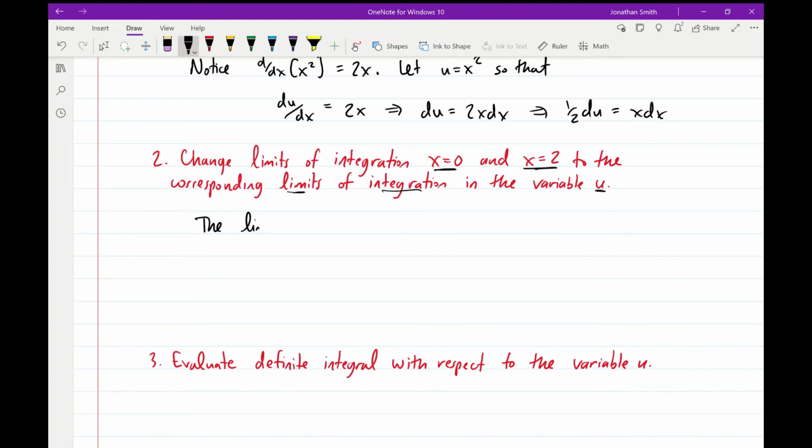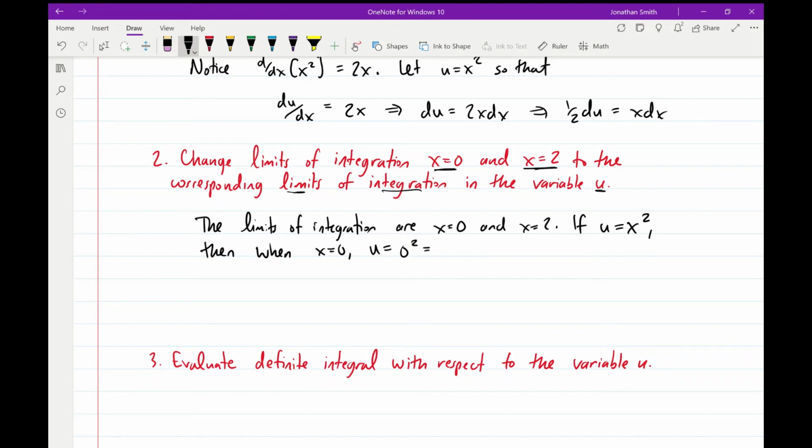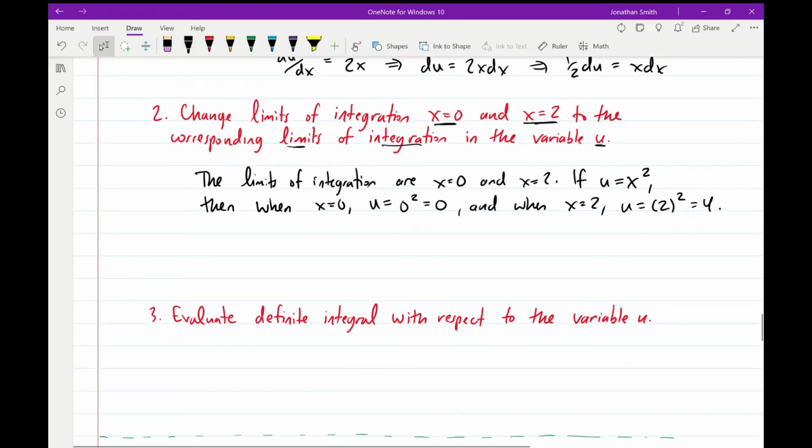In this case, the limits of integration are x equals 0 and x equals 2. But since we let u equal x squared, when x is equal to 0, u is going to be equal to 0 squared, which is just 0. And when x is equal to 2, u is going to be equal to 2 squared, which is 4. So now we can substitute, but we need to take those limits of integration, x equals 0 and x equals 2, and change them to u equals 0 and u equals 4.